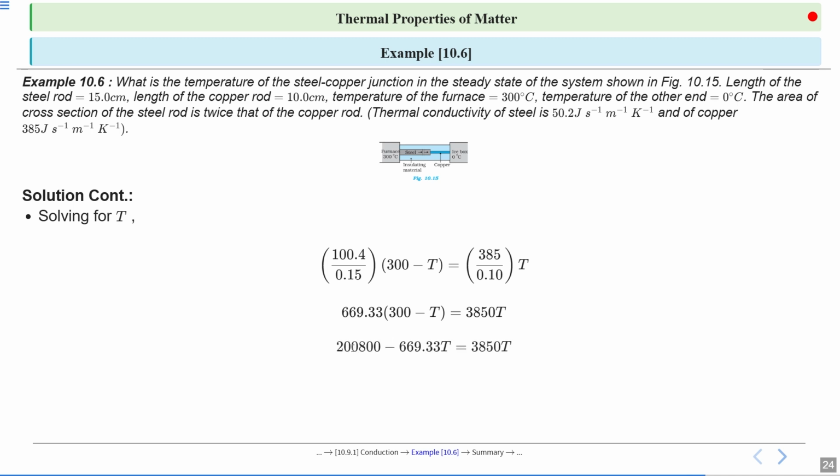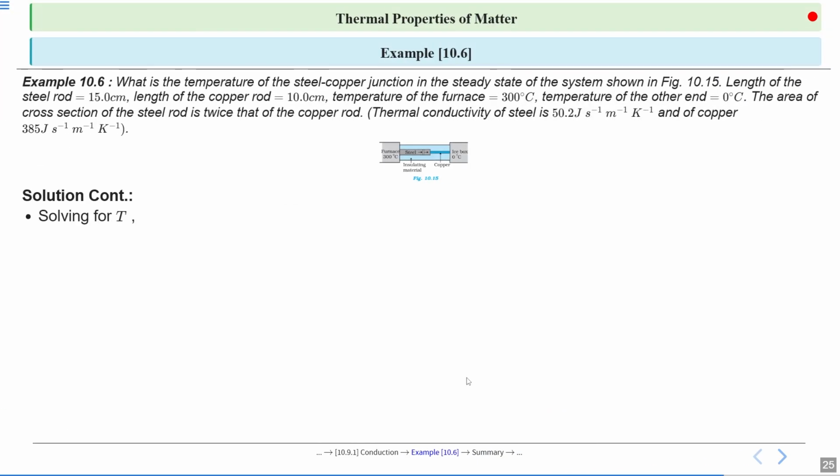So it will become 200800 minus 669.33 into T is equal to 3850 T. Now take the LHS term and solve this. So you will get 3850 plus 669.33 into T is equal to 200800. Now we will solve for T.